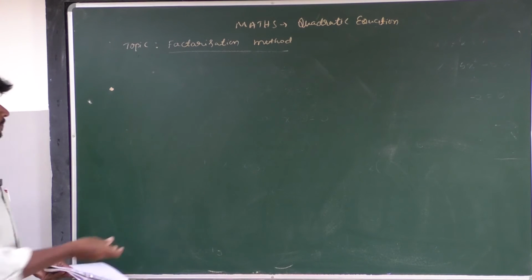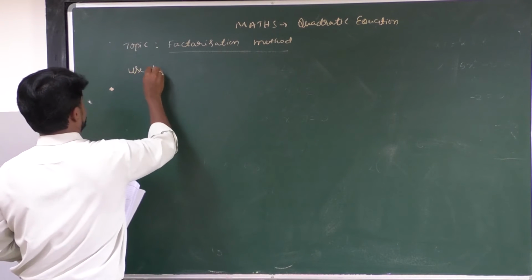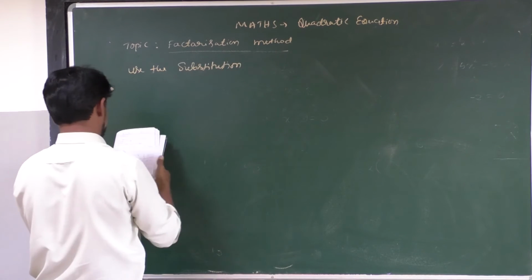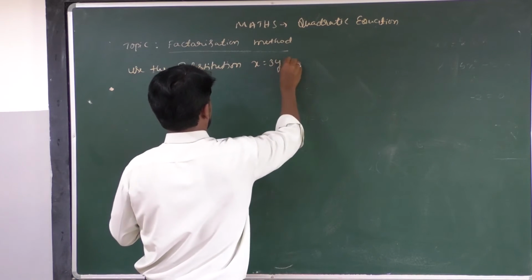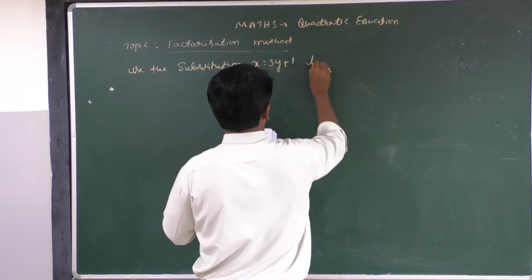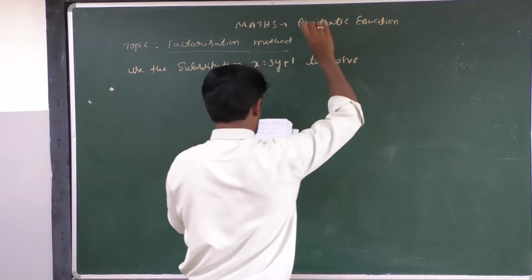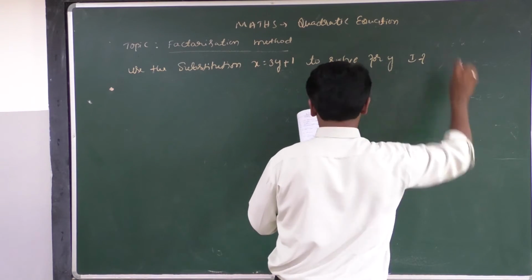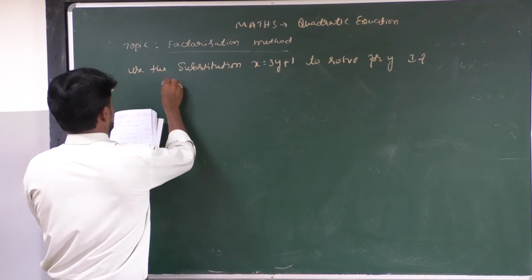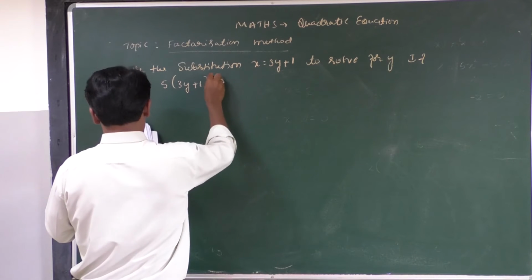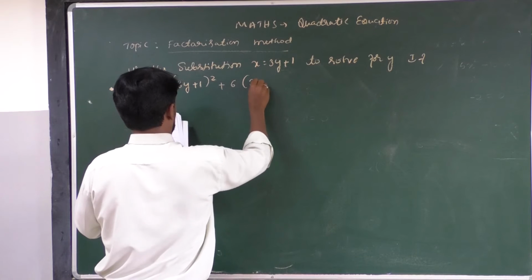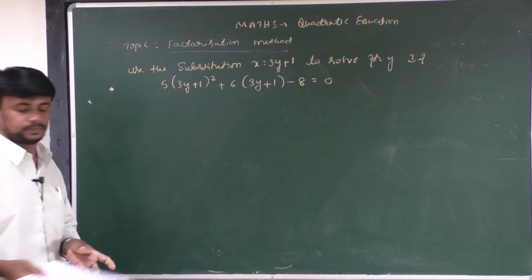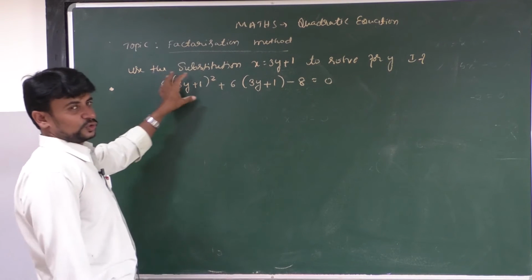Use the substitution x is equal to 3y plus 1 to solve for y, if 5 into (3y plus 1) whole square plus 6 into (3y plus 1) minus 8 is equal to 0. This is the given question.